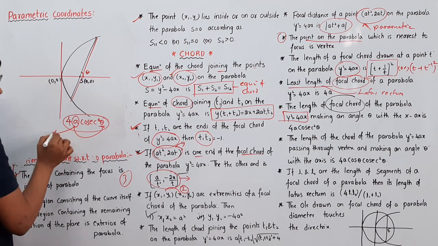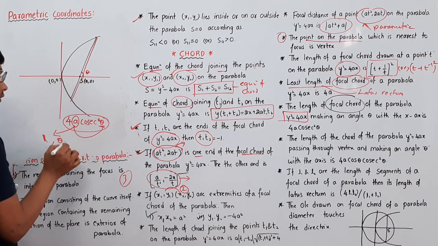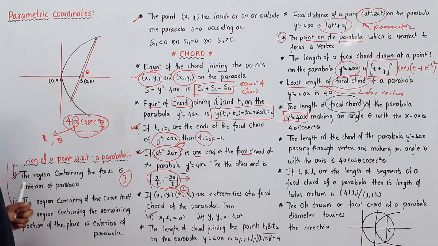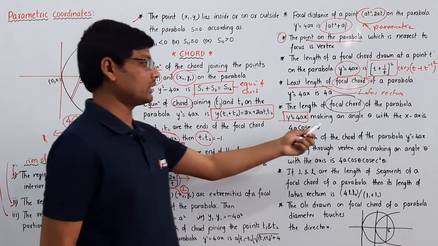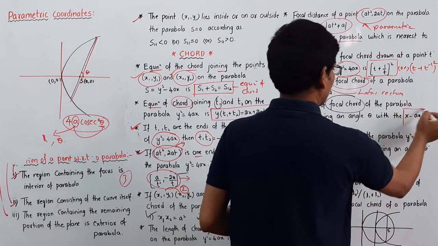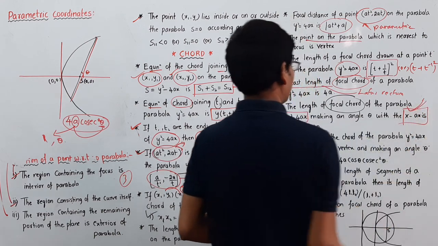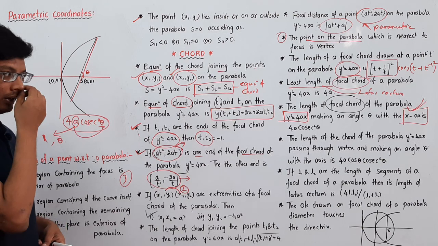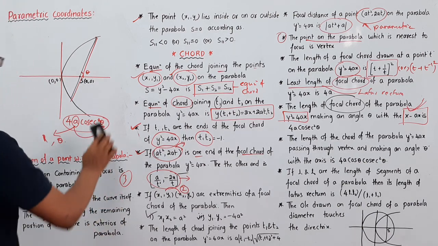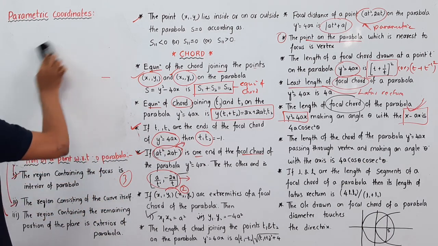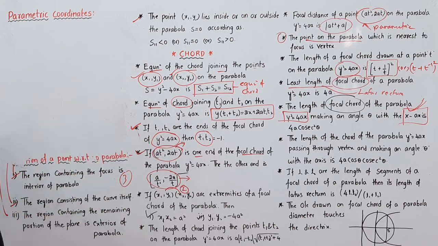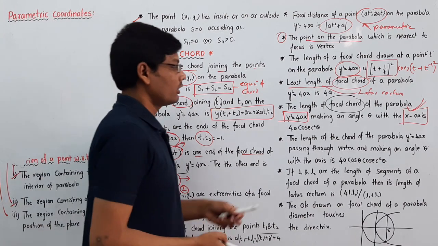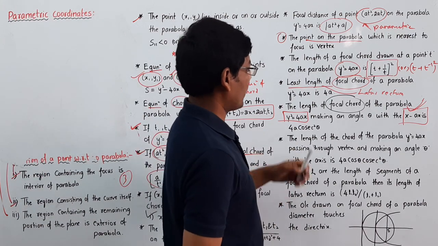If you know the a value and theta value, that theta value must and should make an angle with the x axis only. This is the remembering point. This is the short form to find the length of the focal chord of a line. This is an important formula to find the value of a in problems.